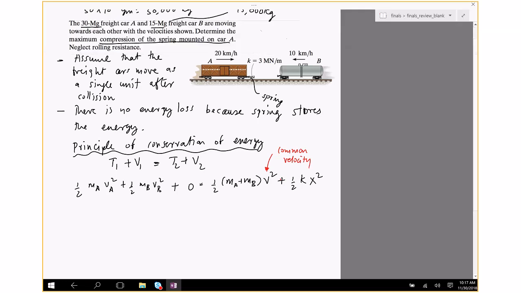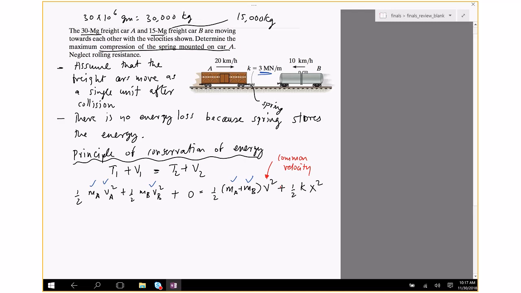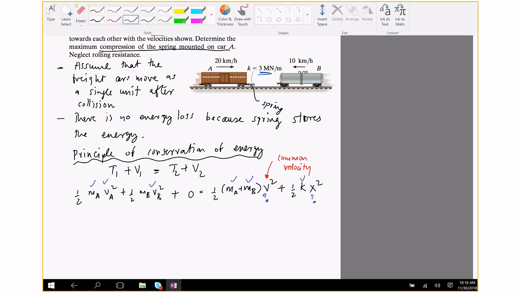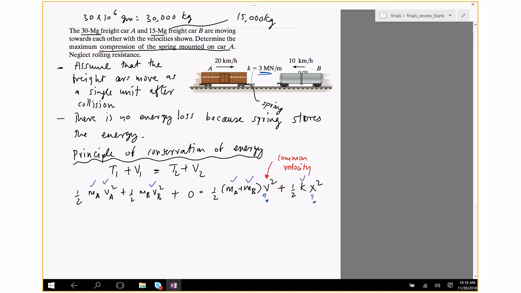Okay, so we know the initial velocity of both the cars, we know the mass, and we are also given the spring constant, so we know k. So what we do not know is v and x. So we have two unknowns and one equation, and we cannot solve for two unknowns with one equation, so we got to generate one more equation. So the question is, how can you get the second equation for either v or x or v and x?